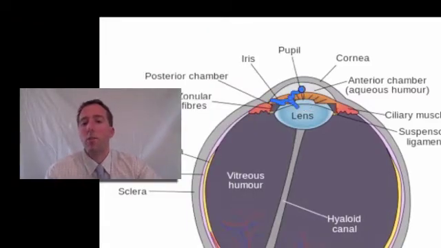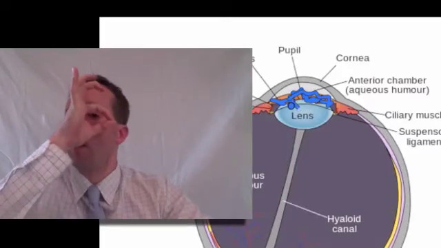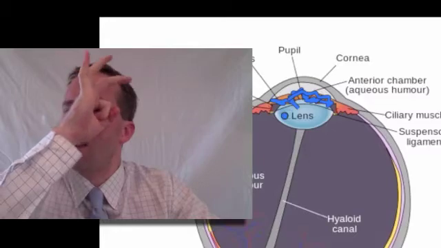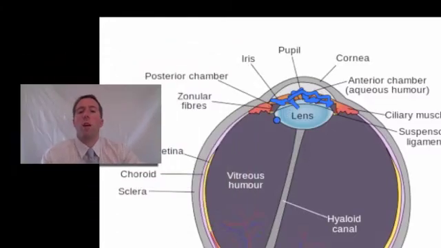So the iris controls how much light goes through the pupil. So if it's really, really dark, then your iris allows lots of light through. And if it's really, really light, then your iris contracts so that not much light gets through. So it controls how much light gets into your eye, just so you can see perfectly the whole time.